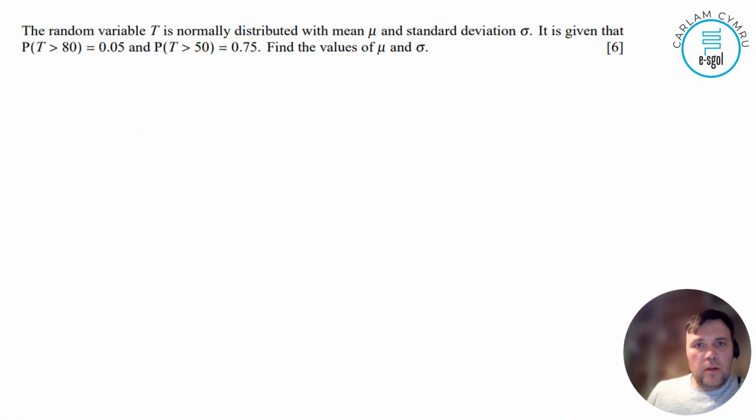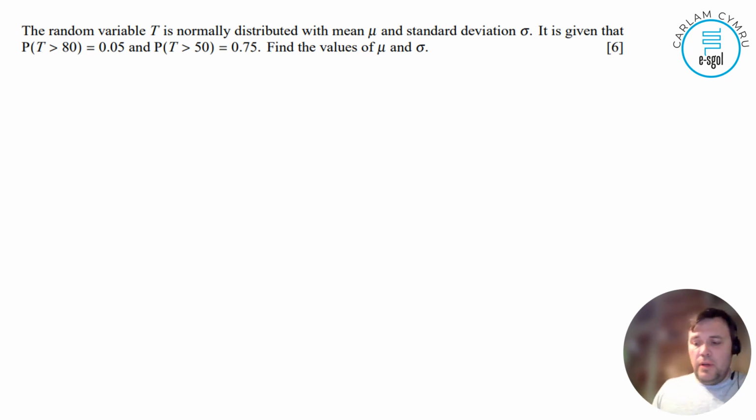Moving on. So here is, again, looking at the random variable T, which is normally distributed with mean mu and standard deviation delta. It is given that the probability of T being greater than 80 is 0.05 and the probability of T being greater than 50 is 0.75. Find the values of mu and delta.